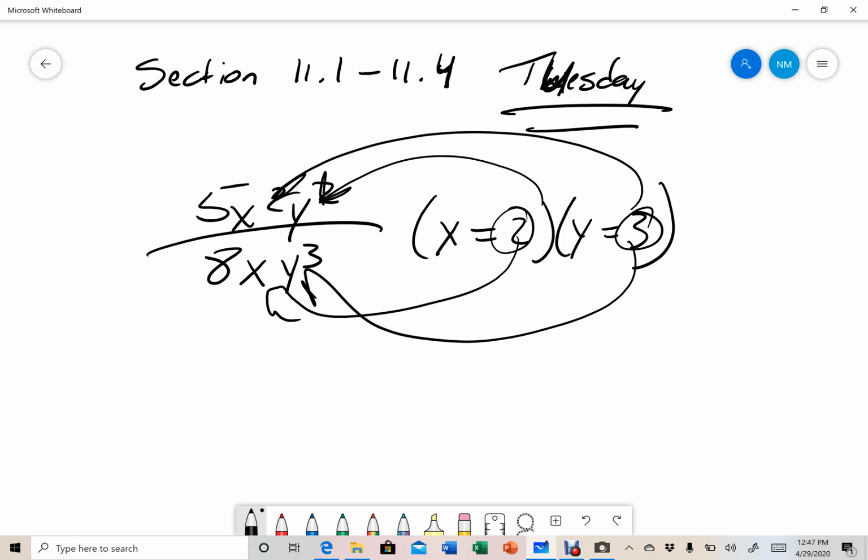Okay, now remember, I want you to remember this and put this in your notes. Anything over 0 is undefined. Okay, so if we plug in these values for x and y and we multiply and reduce and all that, and I get a number over 0, my answer is not that number over 0. My answer is undefined.